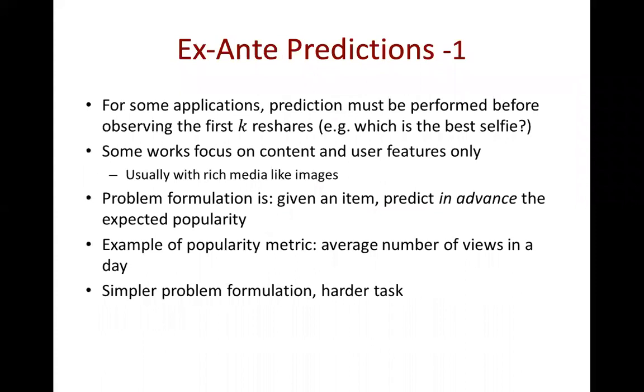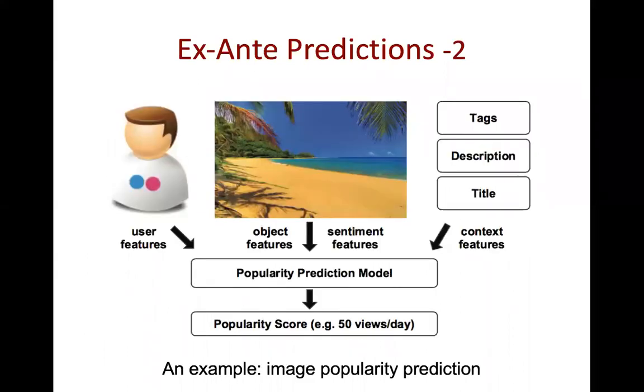Ex-Ante predictions. For some applications, prediction must be performed before observing the cascades, and that's exactly what I'm talking about, let's say in social media. And of course, this is a very important application. So if they can predict, then they can really decide whether this content needs to be propagated or, opposite, has to be hidden.